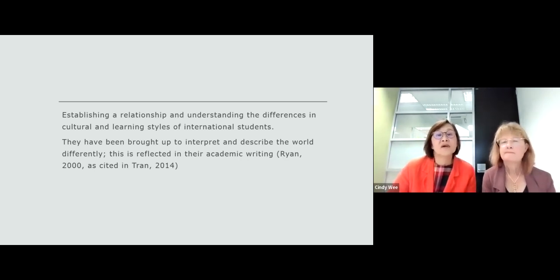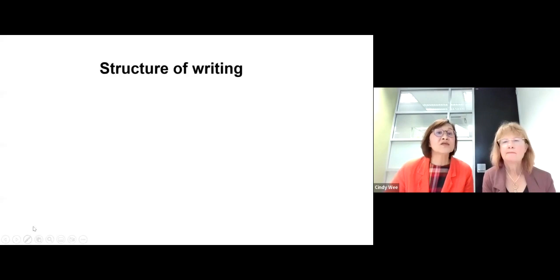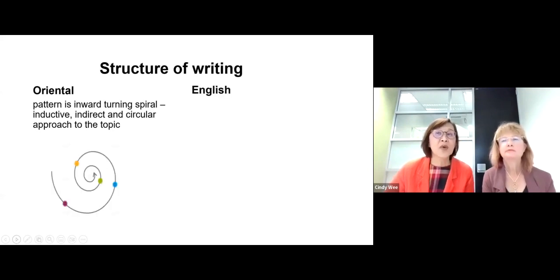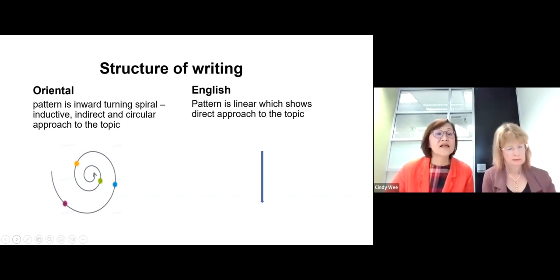Because if they are from a different culture of learning, it can be very difficult, and it is reflected in the way that they write. So what we do is we try to understand that, for example, in Asian culture, students would be writing their essays in a very inward turning spiral, which is inductive, direct, and also circular in approach to the topic, compared to the Western way of writing, which can be very linear and also direct to the topic. So having that understanding can actually help them to unpack those difficult challenges that they may have.